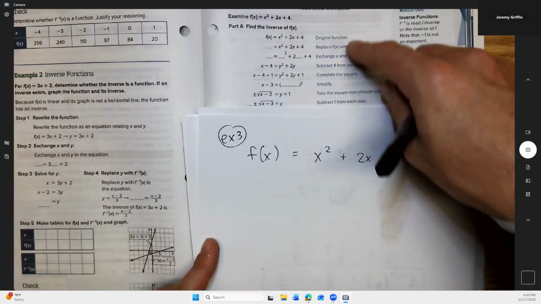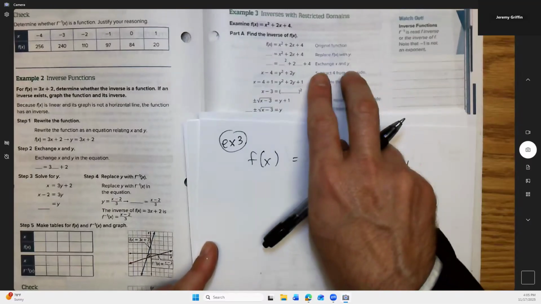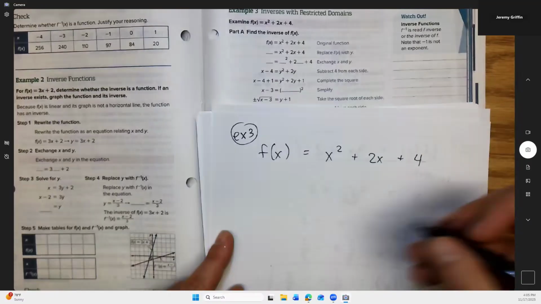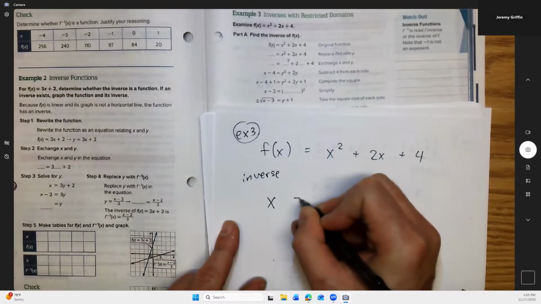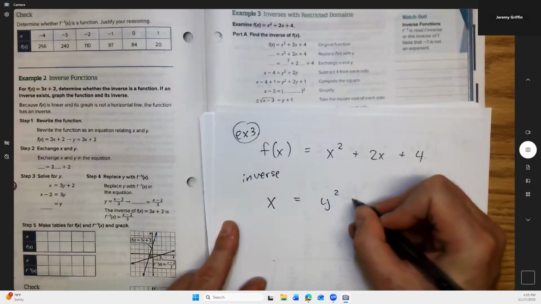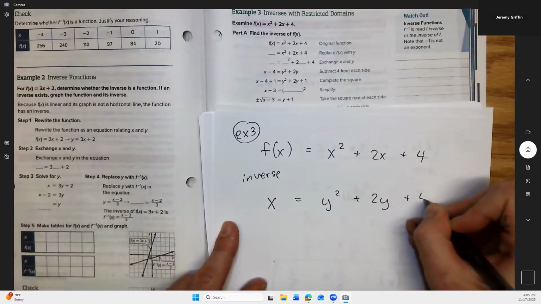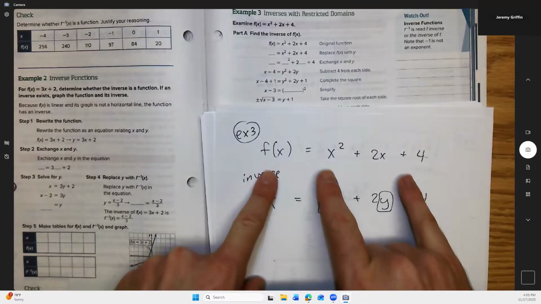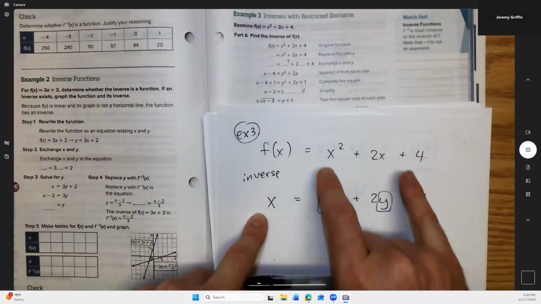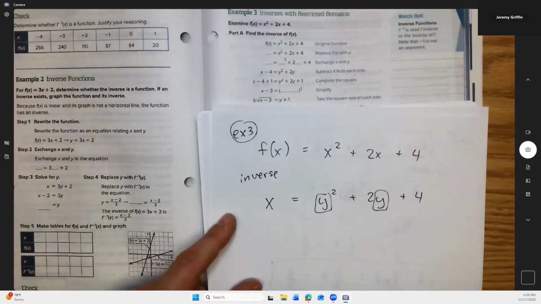And of course, in all these examples, your book tells you exactly what to do. And it's what I was going to say anyway, exchange x and y. That's what I've been doing all along. Okay. So for the inverse, I'll say x equals, and then y squared plus 2y plus 4. Okay. And then solve for this y. So all I did was exchange x and y. This was y, now it's x. These were x, and now they're y. Now solve for y.